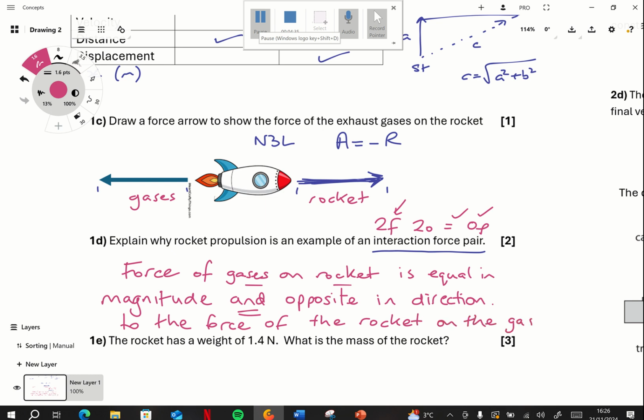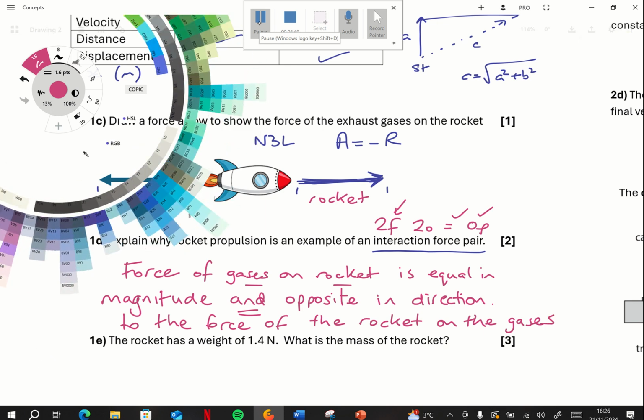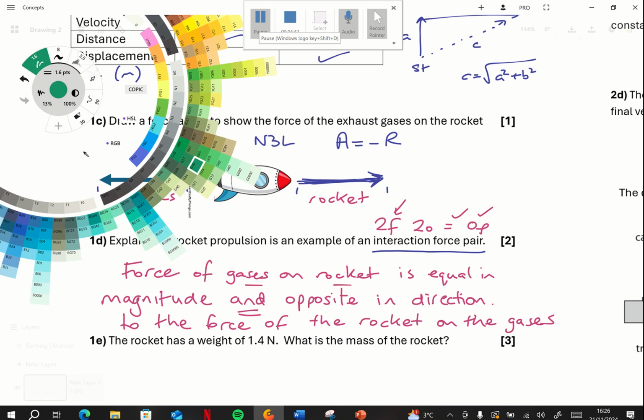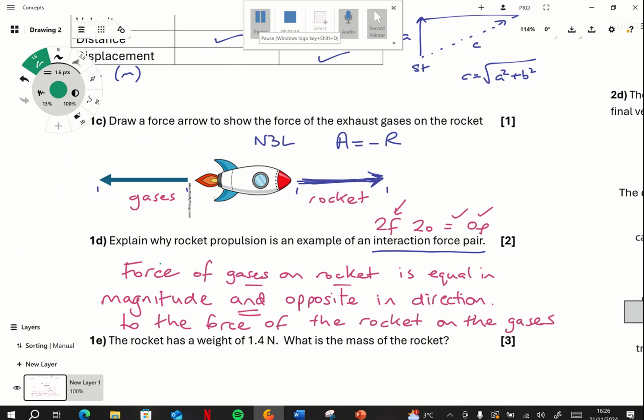on the gases. If I just change my colour there, I'll go with that. So we can see I've got force mentioned there and force mentioned there, F, the two objects, gases and rockets, and we've got to remember in the second statement we flip those round. So the force of the gases on the rocket there is equal to the force of the rocket on the gases, and then we've got equal in magnitude and opposite in direction. That's your model answer for that one.